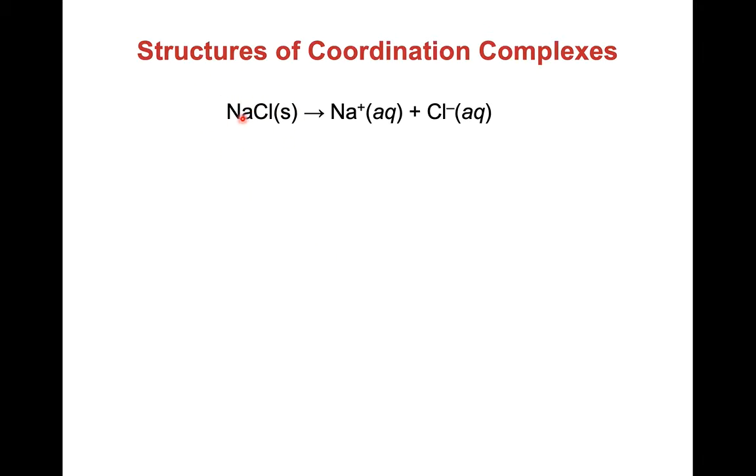So if you have something like sodium chloride, when you dissolve 1 mole of sodium chloride, you get 1 mole of sodium plus, 1 mole of chloride minus. If you dissolve 1 mole of calcium chloride, you get 1 mole of calcium, 2 moles of chloride.